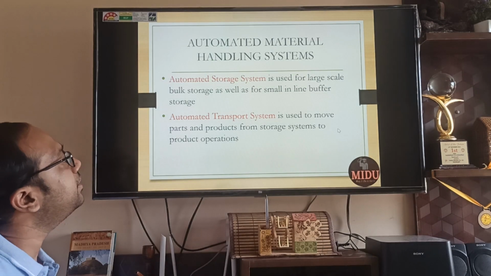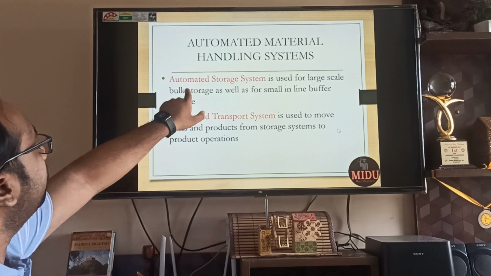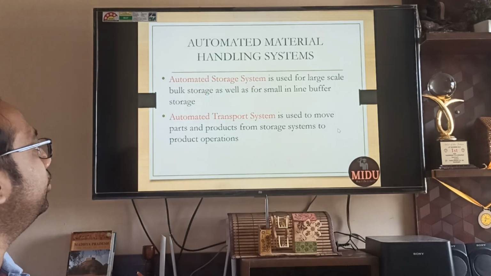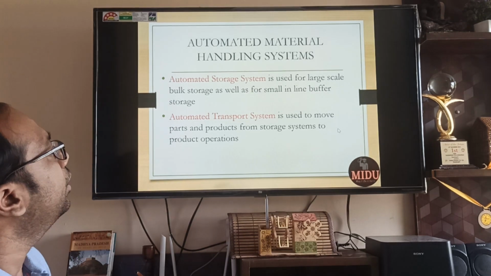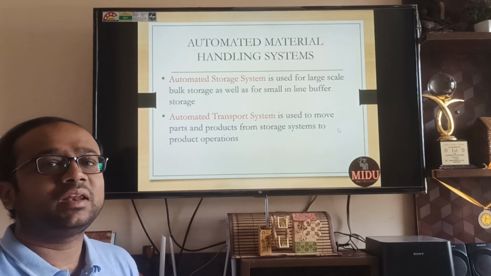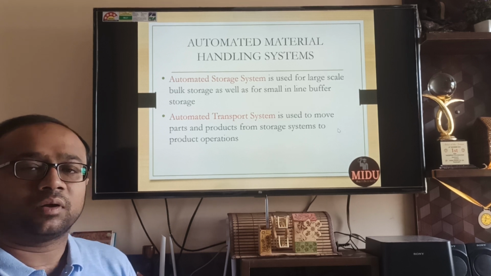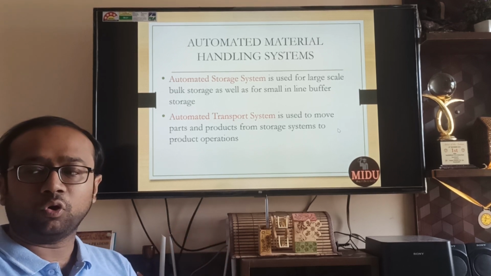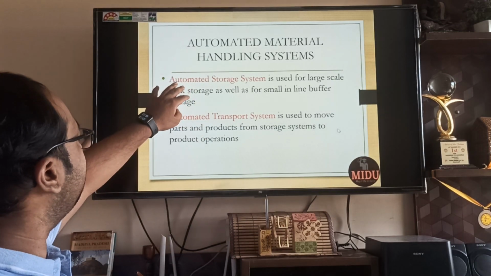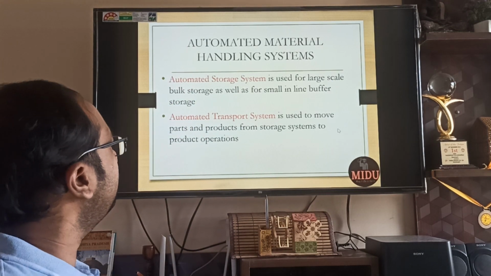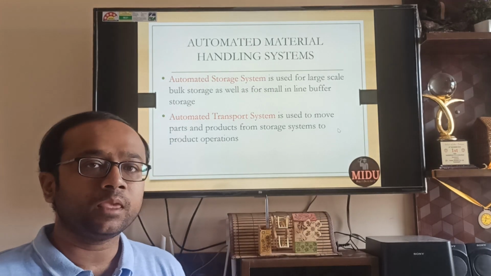Second is the automated material handling system, also called AMHS. First example, an automated storage system used for large scale bulk storage as well as small inline buffer storage. You know in many households also you will have a thing that after your equipment is completely full, an automatic cutoff is there so that there is no leakage. It is a similar example. Second, an automated transport system used to move parts and products from the storage system to production operations.